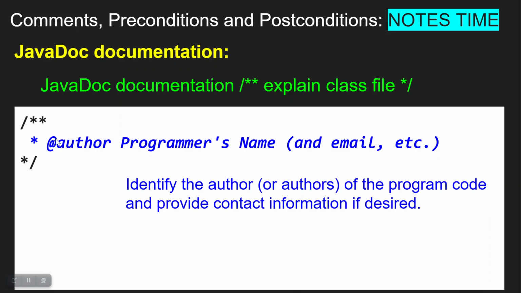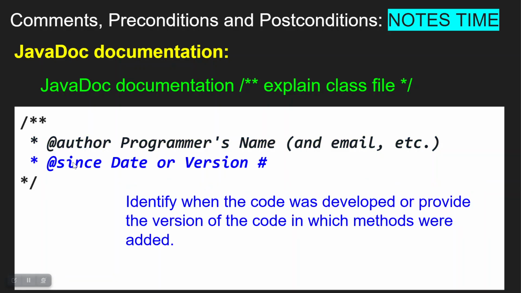All right. So at author, this is where you have the programmer's name, and then if you want to, email and contact info. So here's where you identify the author or authors of the program code, and then provide contact information if desired. Next, you have at since, and this is where you put either the date that you last updated it, or this could be the version number, which is also sometimes put under at since. But basically, you just want to identify when the code was developed, or you want to provide the version of the code in which new items were added.